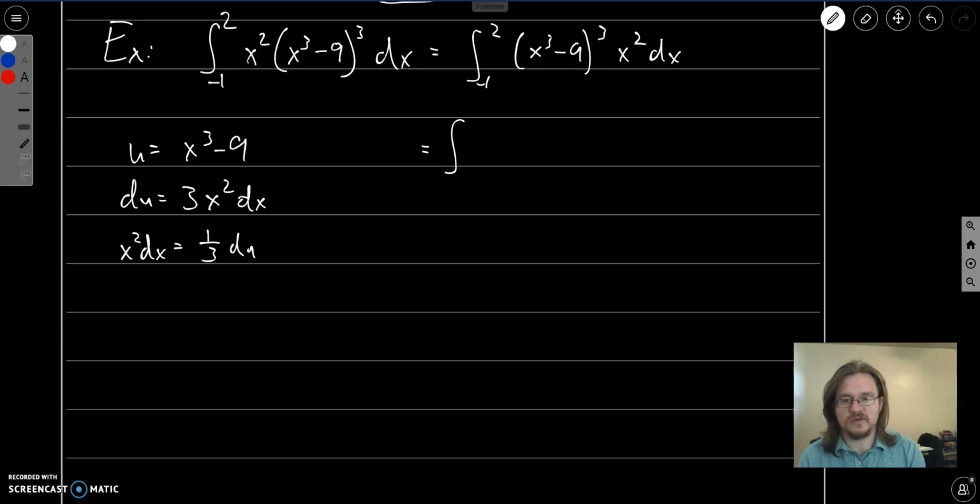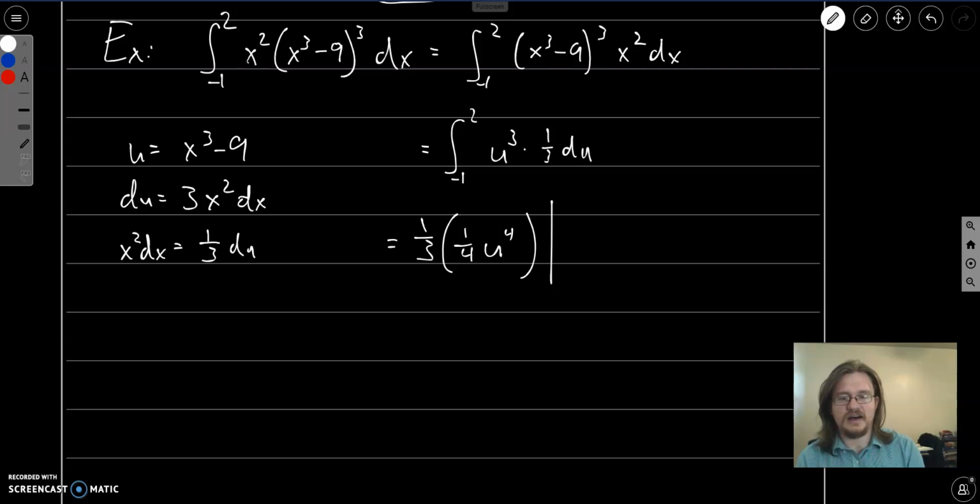So this is going to be the integral from -1 to 2 of, okay, so x cubed minus 9. That's my u. That's going to be raised to the third power. And then x squared dx is 1/3 du. And then from here, again, if I have a constant 1/3, I can pull that out of the integral. And then I have u to the 3rd, so I'll raise it to 1 higher power and divide by that power. And that's pretty much it.